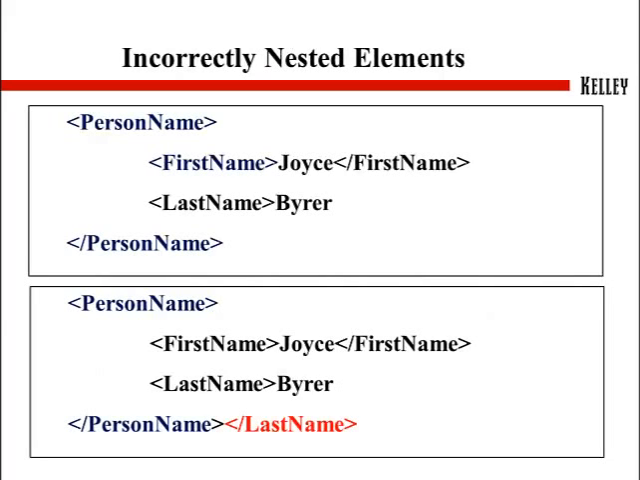The example on the top has the last name element sitting by itself, and it doesn't have a closing tag, so this would be an error in the structure of this nested element. The bottom example shows where the person name tag is overlapping with the last name tag. The last name should be closed before we have the ending tag for the person name.